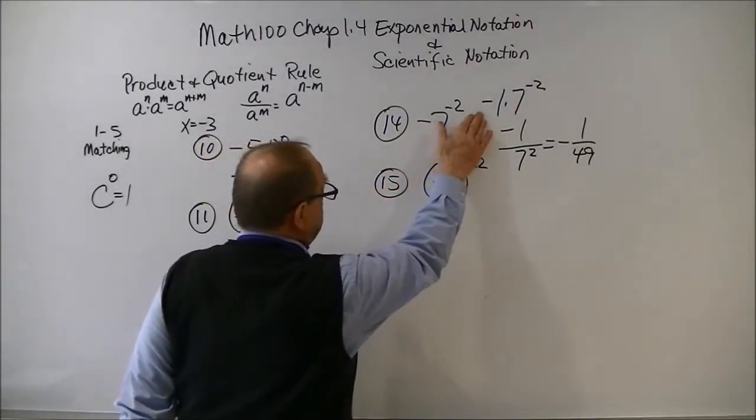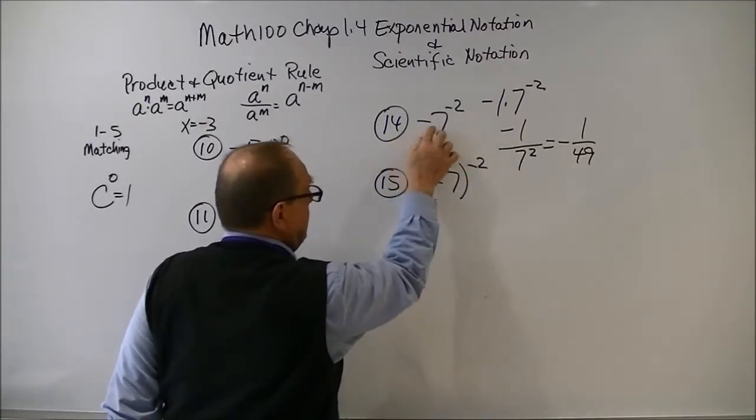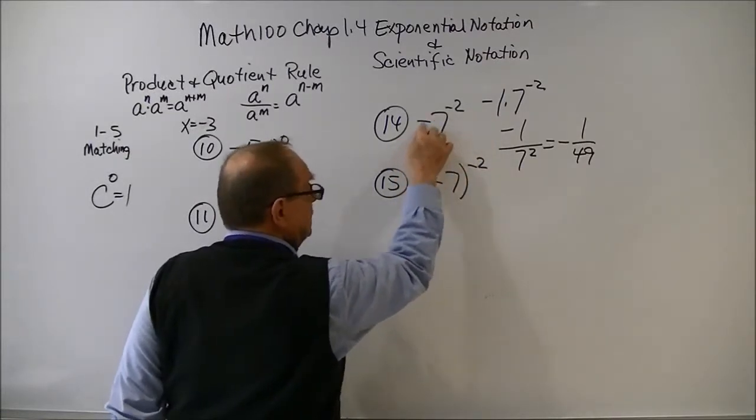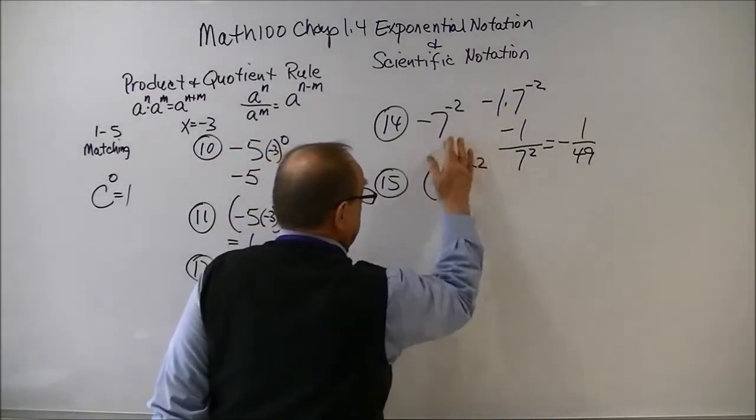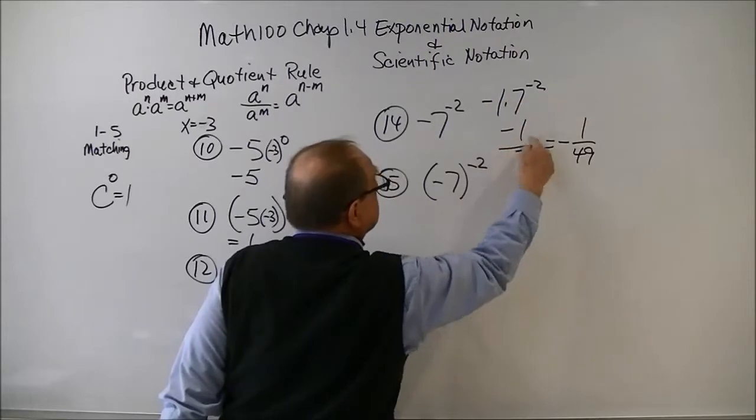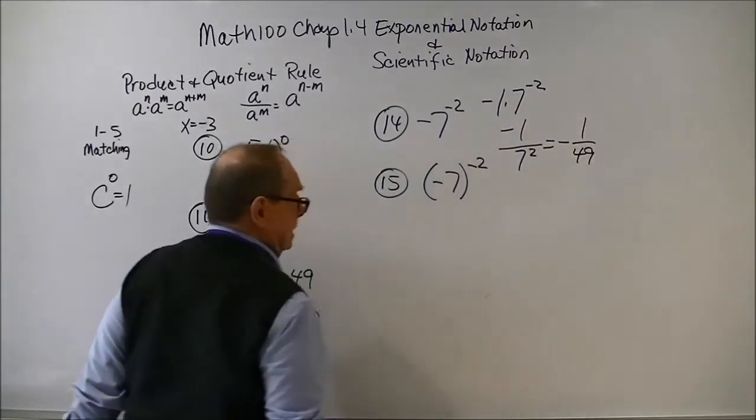So you don't need to do this step in a sense. Just keep in mind that the only thing that comes down is the 7. The negative 1 stays on top. And then that becomes a positive when it crosses that division line.